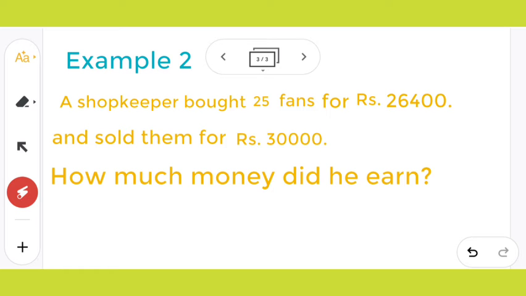Now let's see example 2. A shopkeeper bought 25 fans for rupees 26,400 and sold them for rupees 30,000. How much did he earn? Okay, here, how much did he earn?